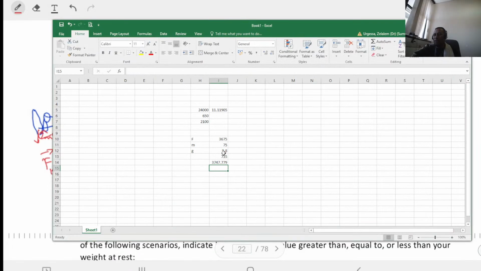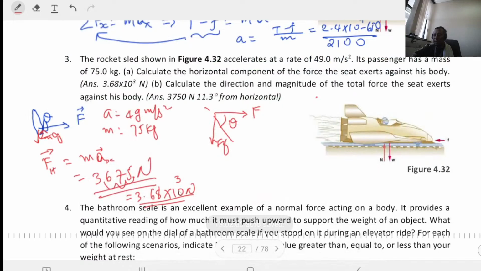I believe she's not using 9.8. What if I use 10? You see, she's using a gravity of 10 or something. Is it 3750? Or the angle? We got the net force actually.